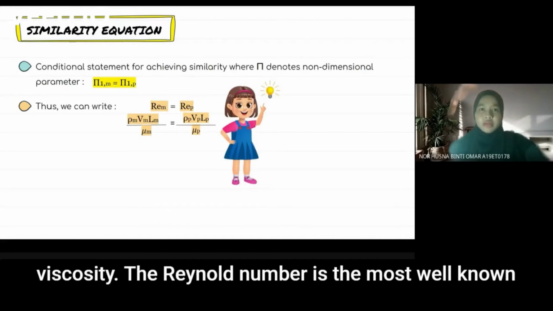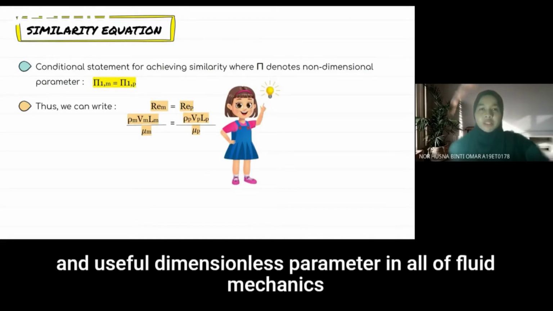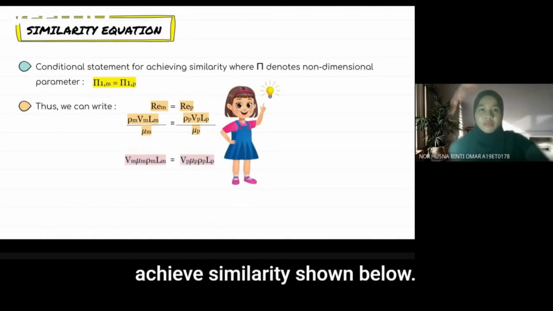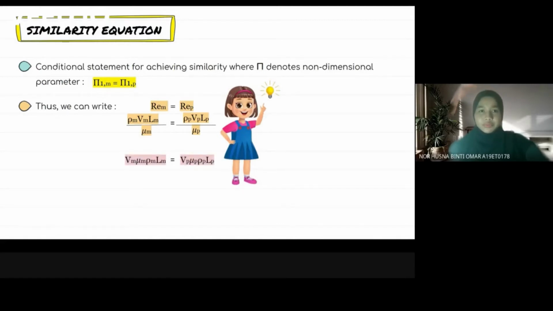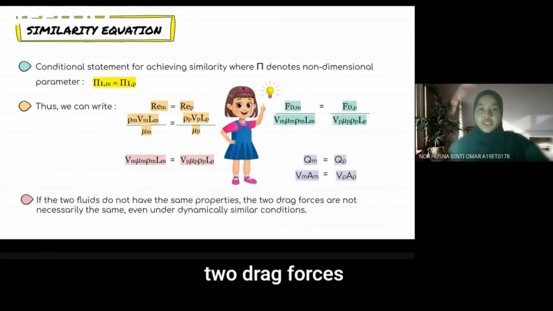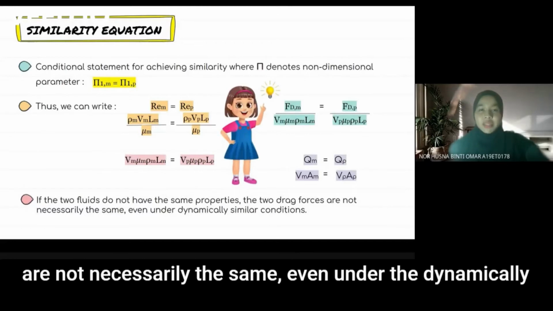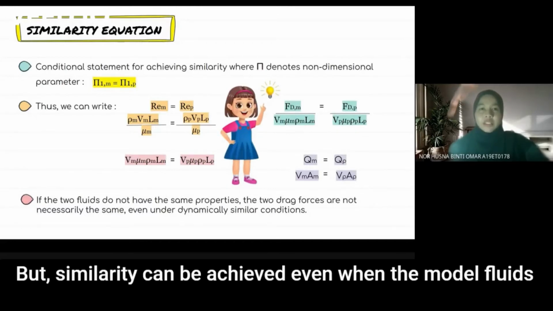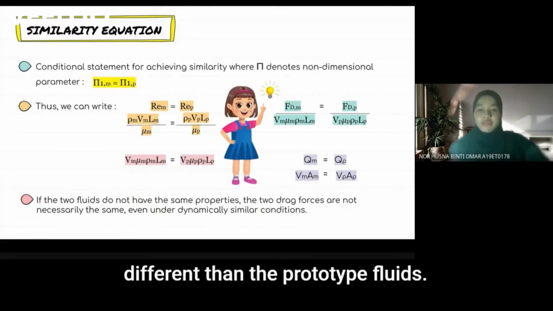The Reynolds number is the most well-known and useful dimensionless parameter in all of fluid mechanics, especially to prove dynamic similarity. The other equation to achieve similarity is shown below. Remember, if the two fluids do not have the same properties, the two drag forces are not necessarily the same even under dynamically similar conditions. But similarity can be achieved even when the model fluid is different from the prototype fluid.